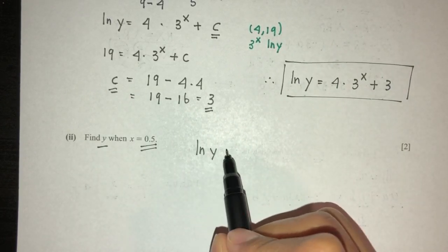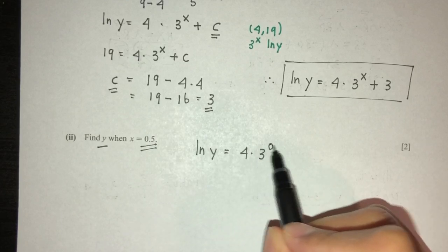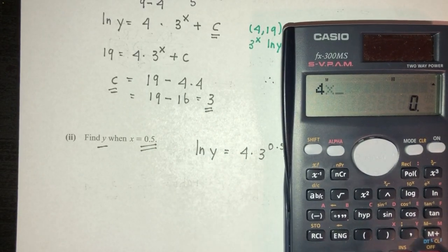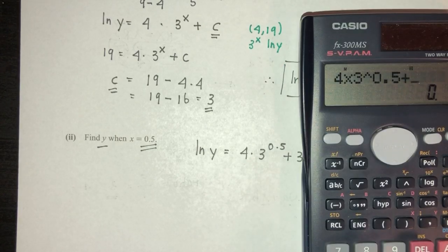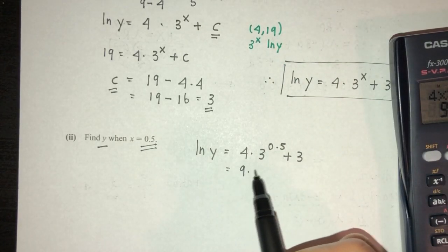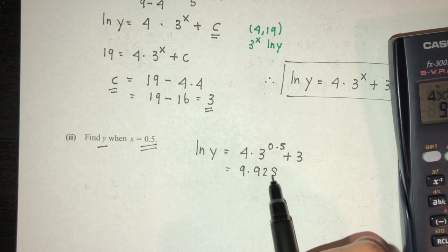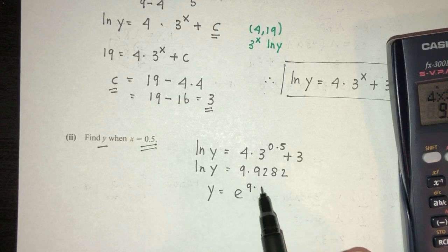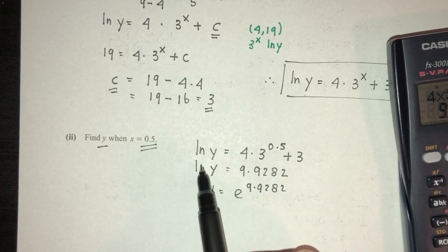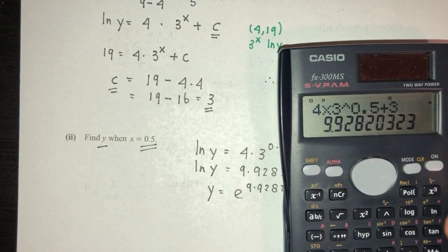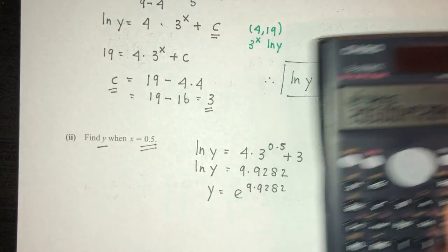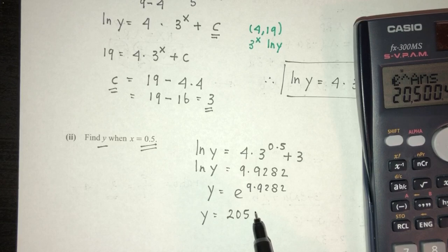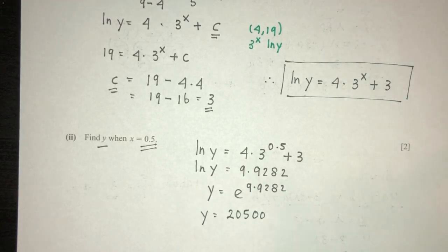We want to find the value of y when the value of x is 0.5. So let's solve. Here you will have 4 times 3^0.5 plus 3. That will be ln y equal to 9.9282. Now y will be the exponential of this. If you want to send the ln over, it has to be exponential. So the exponential of the answer should be the value of y, which is 20500, correct to 3SF.